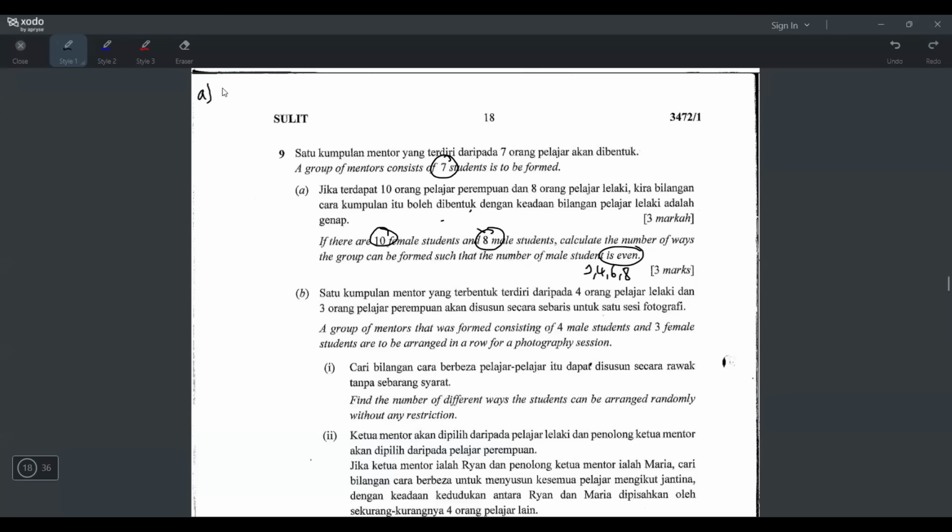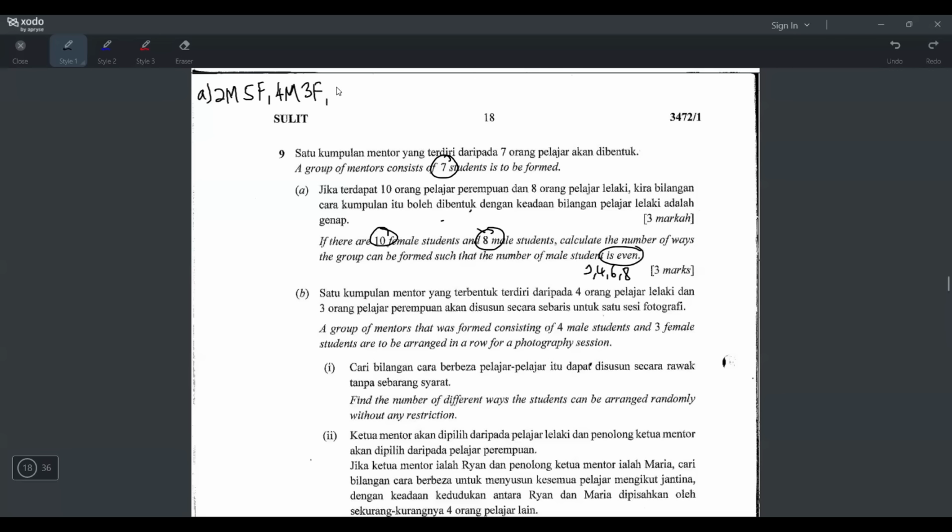Okay, nombor genap. So imagine you have 2 boys, or I mean 2 male. So 2 male means nak cukupkan 7 kena tambah lagi berapa? 5 lagi orang kan? Because I want to make it 7 in total, right? So if 2 male, you will go with 5 female. Yeah, because I want to cukupkan 7 orang. Ataupun 4 male. But if 4 male, nak cukupkan 7 kena tambah lagi 3 female lah. So that the total is 7 members.